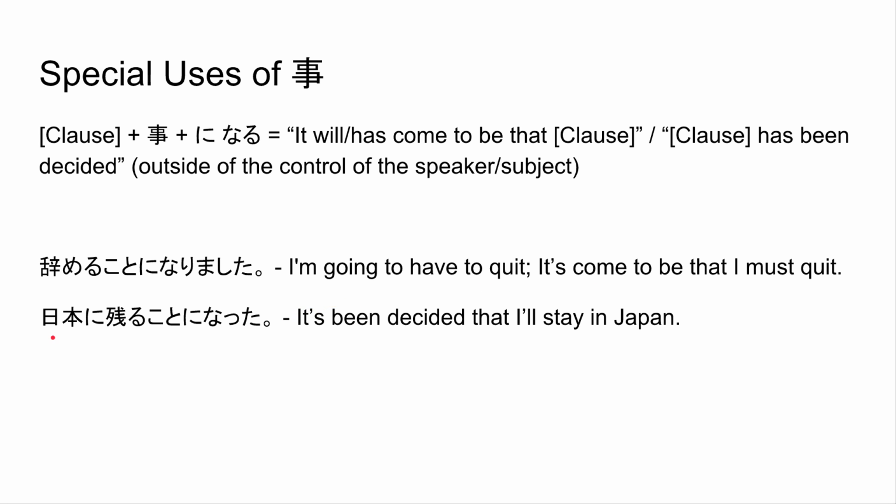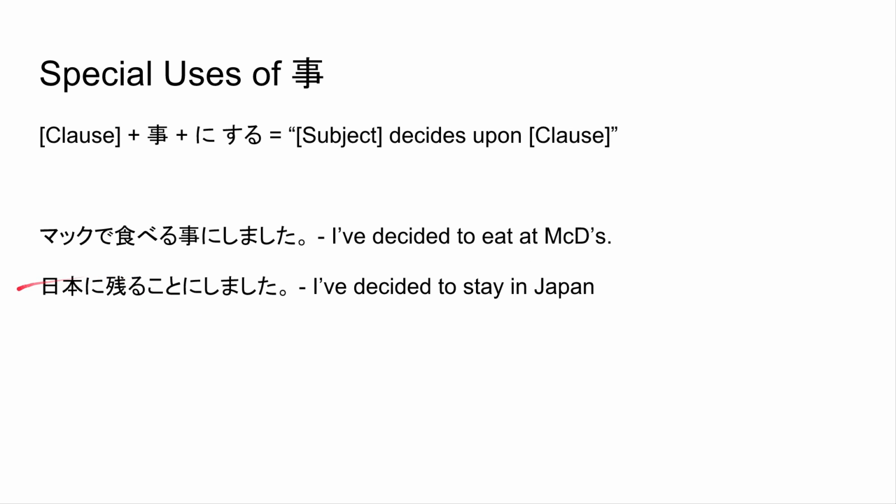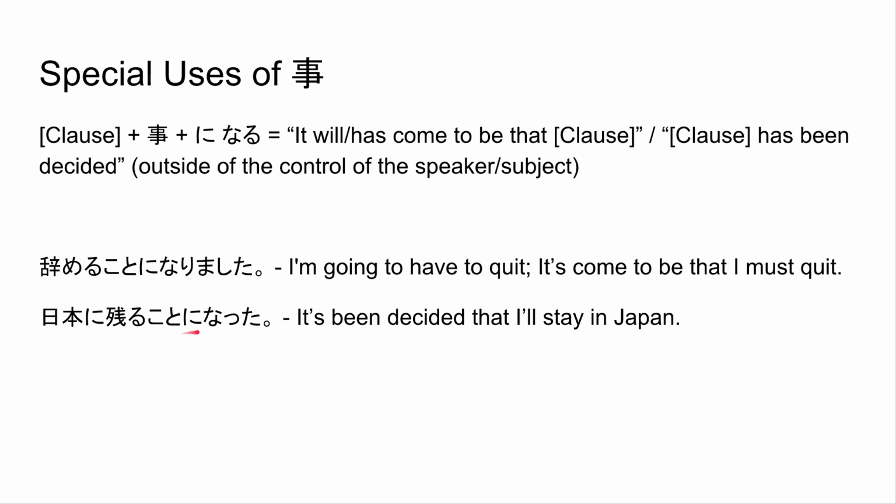Alright, next we have Nihon ni nokoru koto ni natta. So just like the previous sentence, Nihon ni nokoru koto ni shimashita, Nihon ni nokoru koto ni natta. These are the exact same sentence, just with this shita turning into a natta. It's just, it has been decided that I will stay in Japan.